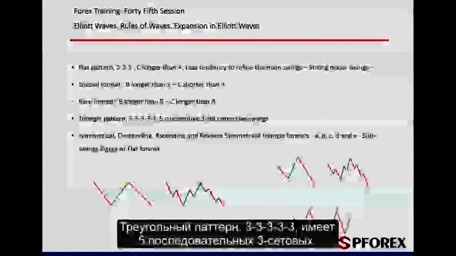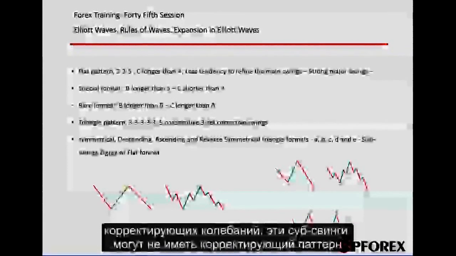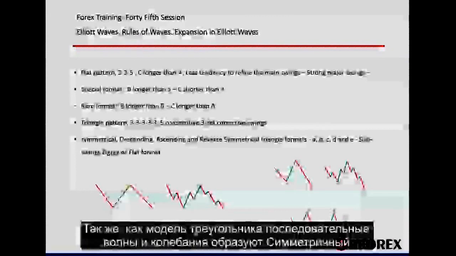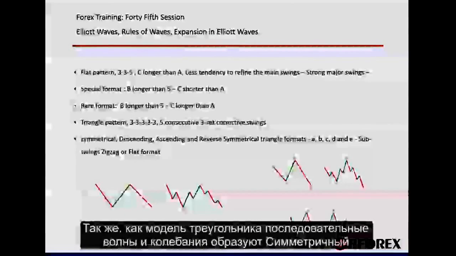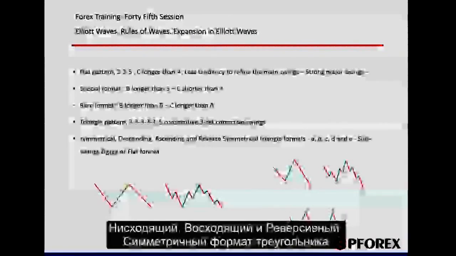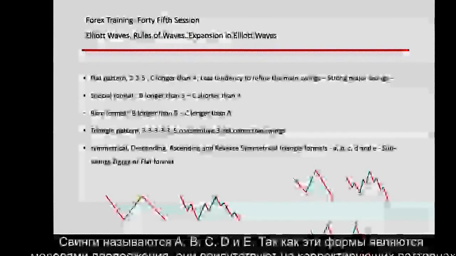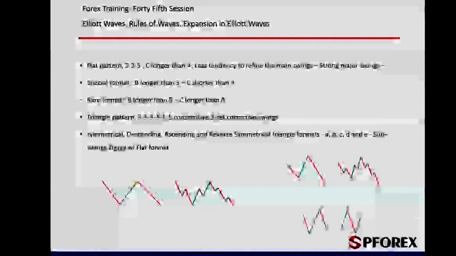Triangle pattern, 3-3-3-3-3, has 5 consecutive 3-set corrective swings. That subswing may not have a corrective pattern. The consecutive waves and swings form symmetrical, descending, ascending and reversal symmetrical triangle formats. Swings are named A, B, C, D and E. Since these forms are continual patterns, they are present in corrective patterns.